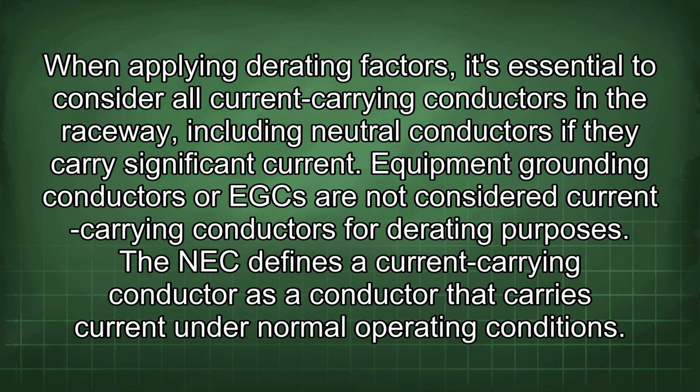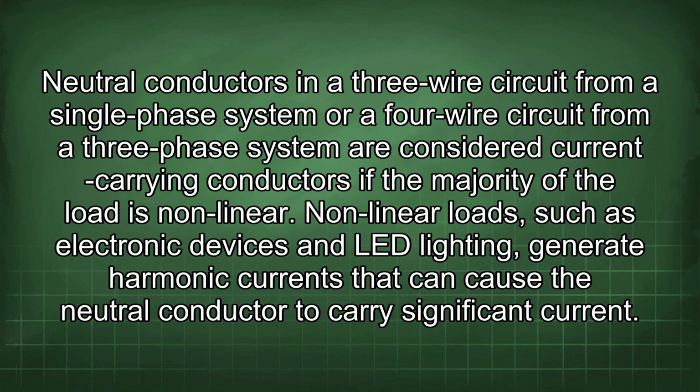Equipment grounding conductors, or EGC, are not considered current-carrying conductors for derating purposes. The NEC defines a current-carrying conductor as a conductor that carries current under normal operating conditions. Neutral conductors in a 3-wire circuit from a single-phase system or a 4-wire circuit from a 3-phase system are considered current-carrying conductors if the majority of the load is nonlinear.